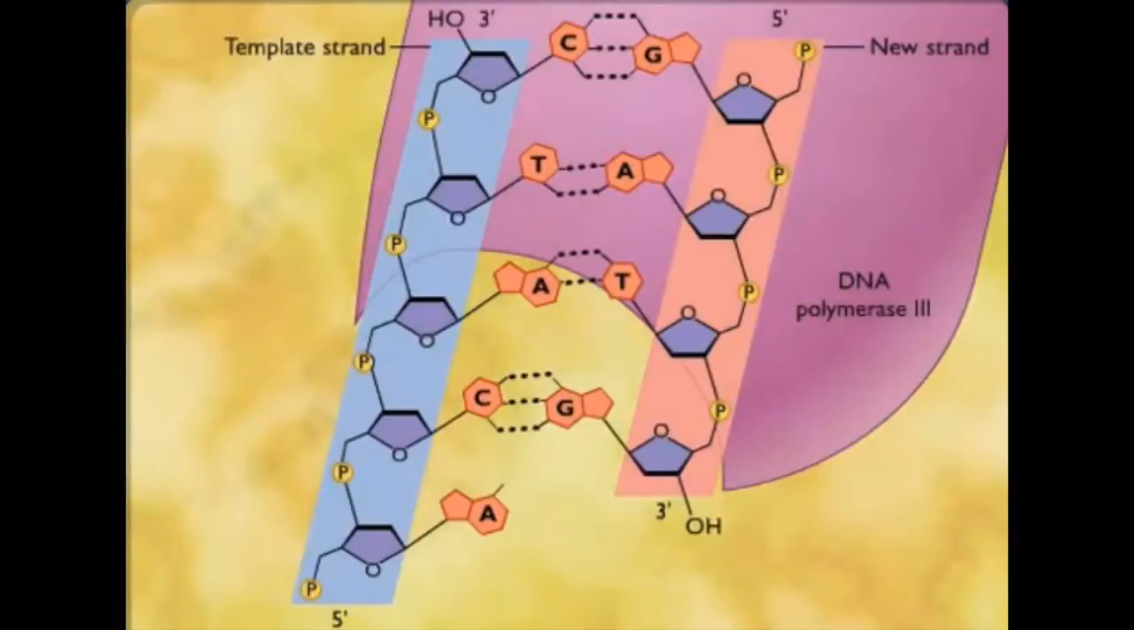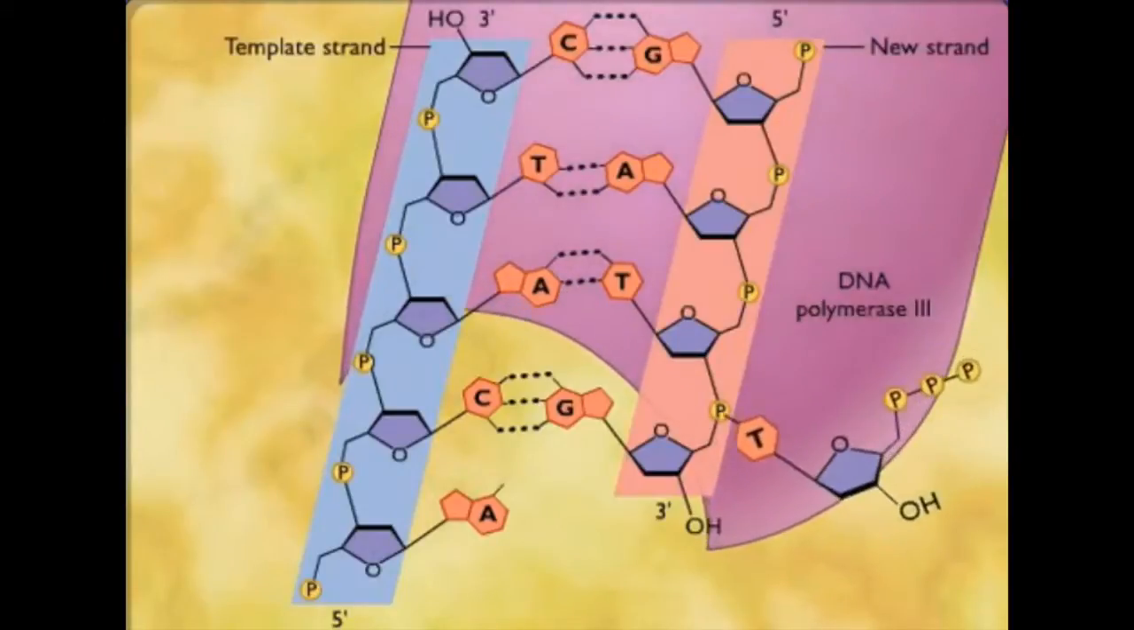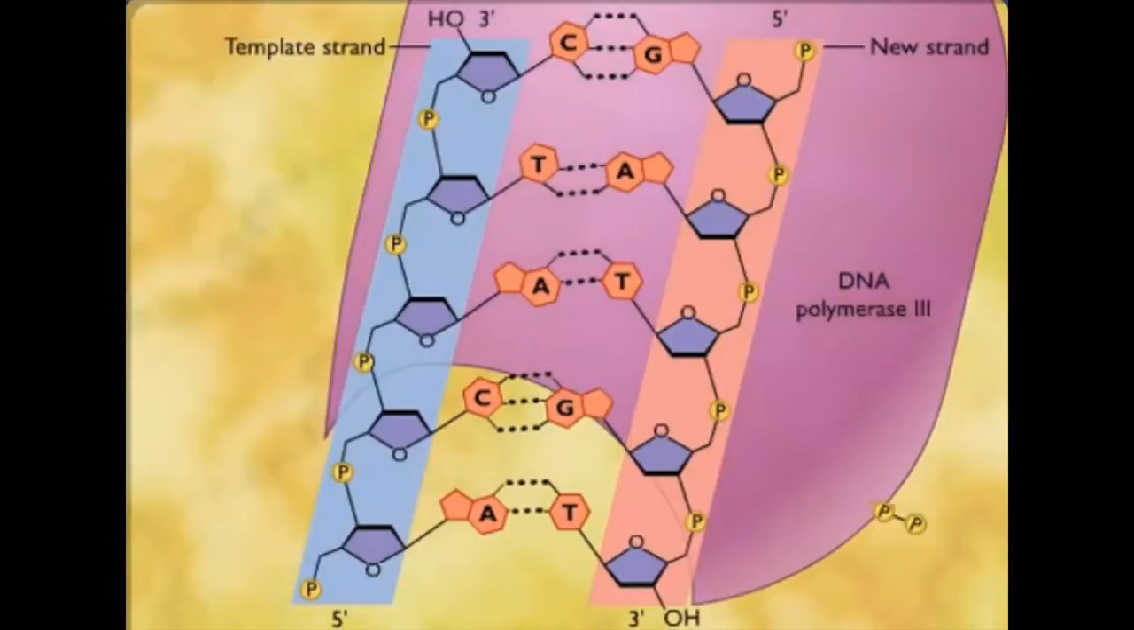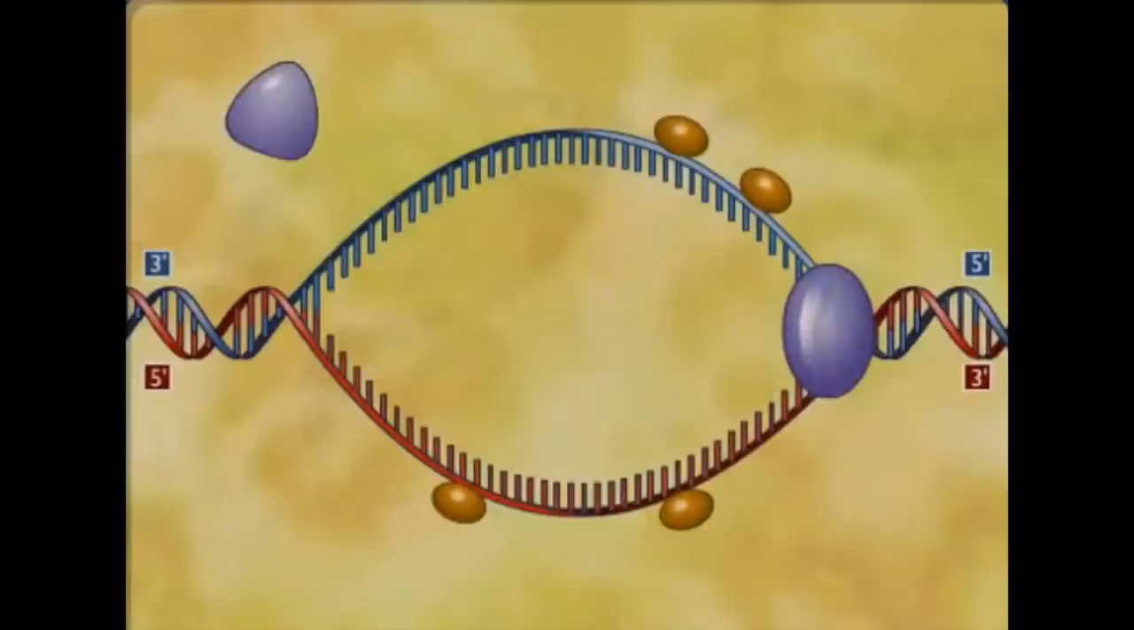Here we see the DNA being catalyzed by the polymerase. Now what's happening is the polymerase is adding new nucleotides and attaching them to the already existing template strand, creating phosphate as a waste product.